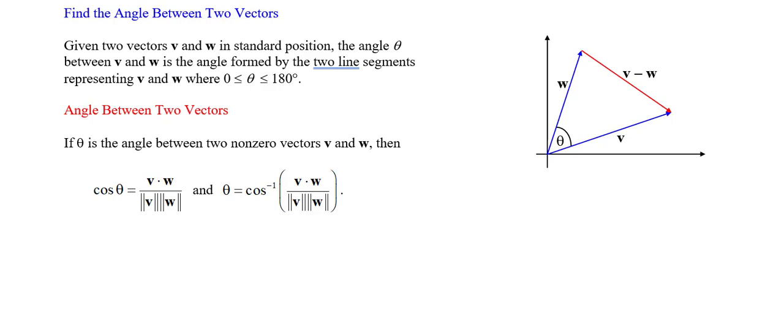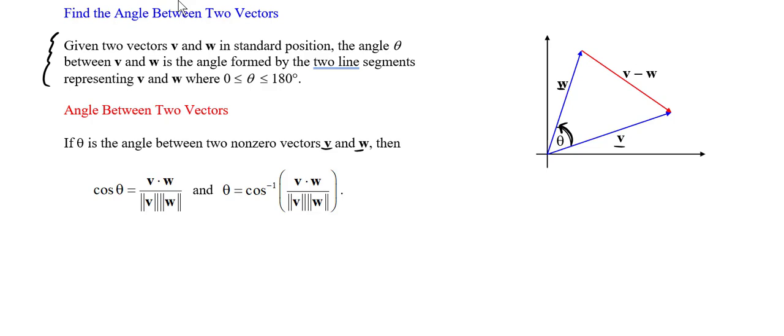It says given two vectors v and w in standard position, meaning tail at the origin, the angle theta between the tails of v and w is the angle formed by these two line segments here. So if we think of this angle between our two vectors v and w, we can actually say that so long as these are non-zero vectors, so there is actually an angle there, these aren't just trivial vectors, cosine of theta equals v dot w over magnitude v magnitude w.